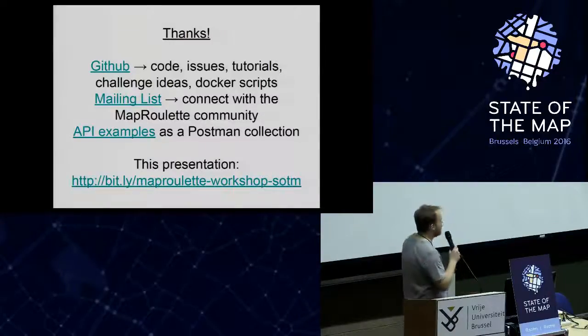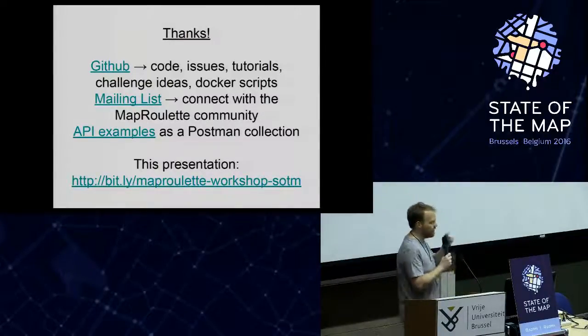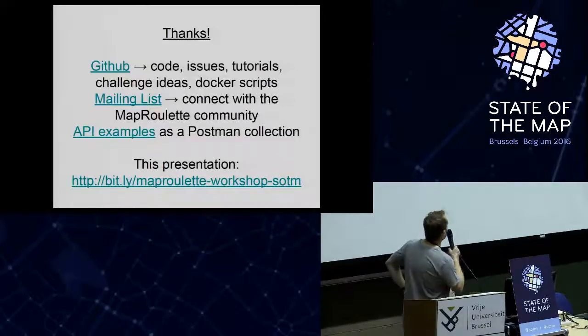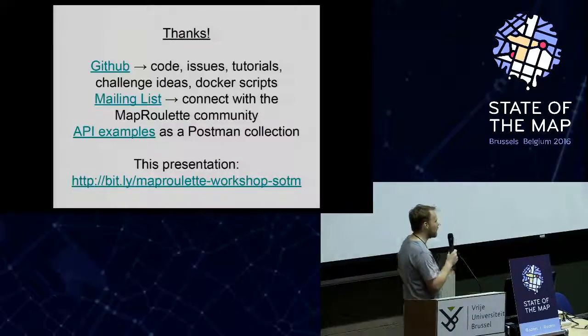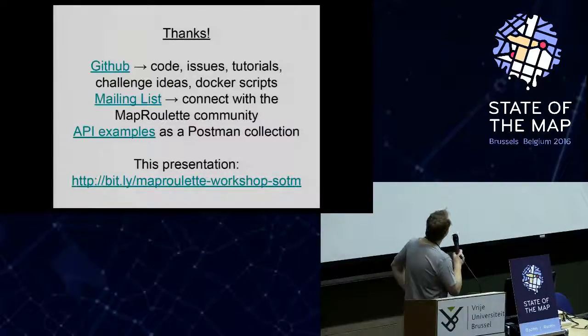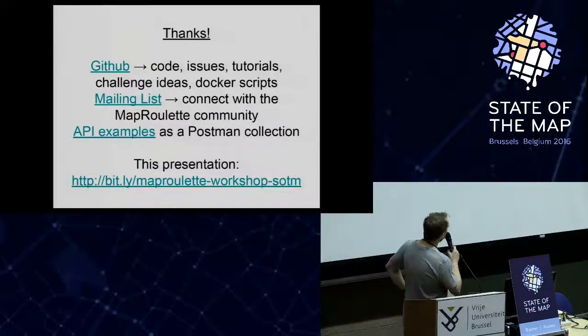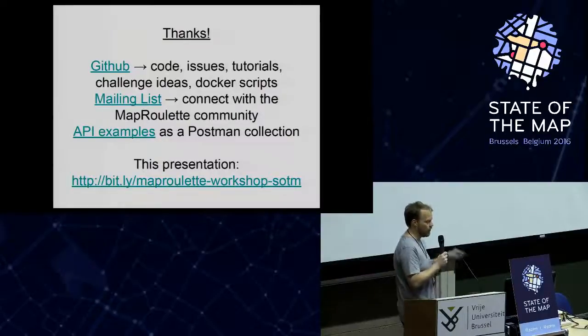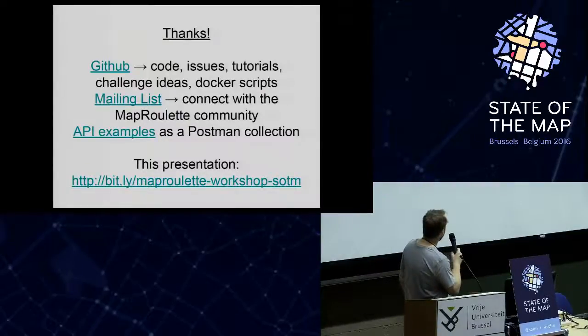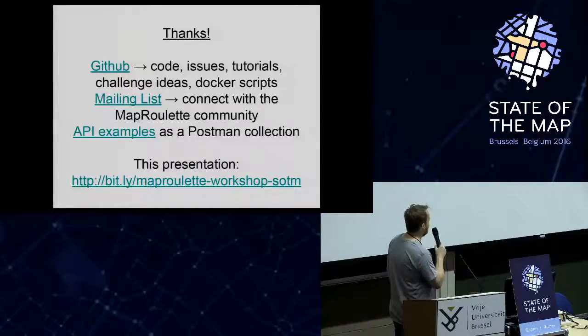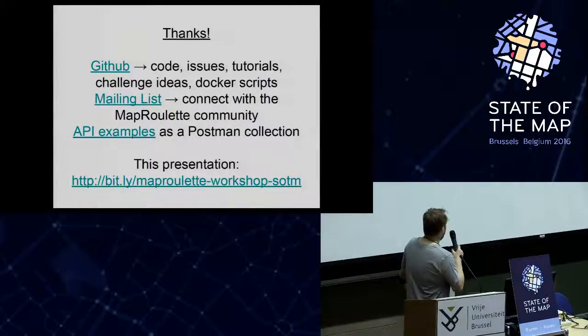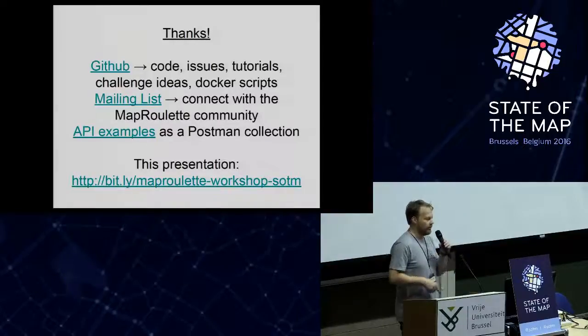Just wanted to point at a few resources. All those links are live in the online version of these slides, so you can just click on them. The GitHub repository, there's a mailing list actually, MapRoulette at openstreetmap.org. It's been fairly quiet, but I don't see why it would need to remain that way. API examples: for any of you using Postman, I created a Postman collection to run through all these API calls that you can just test out for yourself. And then, of course, the link to the slides for this presentation, where all these links are live.